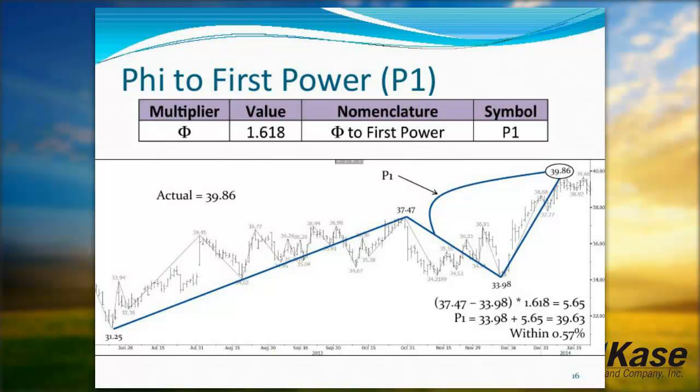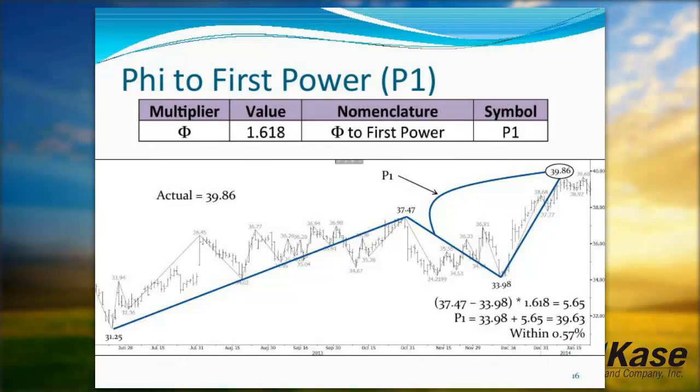In this case, we're looking at P1, which is phi to the first power. So we're multiplying our factor, our difference between YZ, which is 37.47 less 33.98, by phi, 1.618. That gives us a value of 5.65. We're then adding that to the 33.98 Z point to give us a projected target of 39.63. In this case, the high was 39.86.